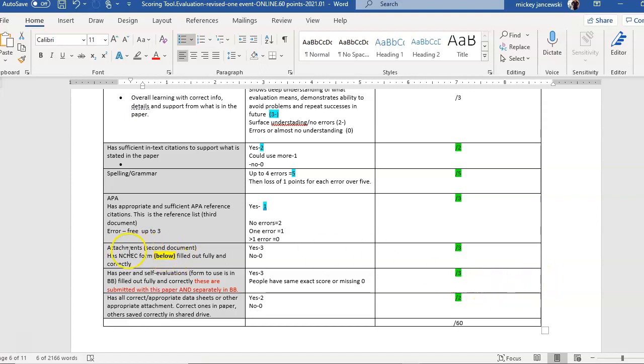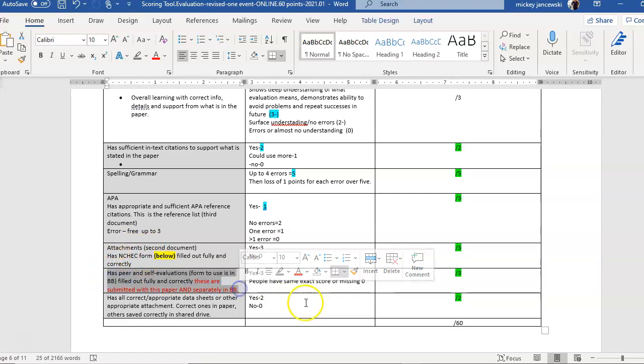So before we look at this second attachment document down below, I want to point this out to you all. In Blackboard, in the evaluation section, there is a peer and self-evaluation form. Those peer and self-evaluations are an attachment to this paper, and they are submitted separately. So whoever submits the paper submits only their own peer and self-evaluations. Everybody submits their own peer and self-evaluations.